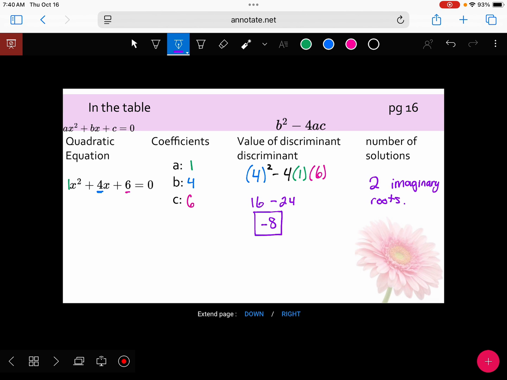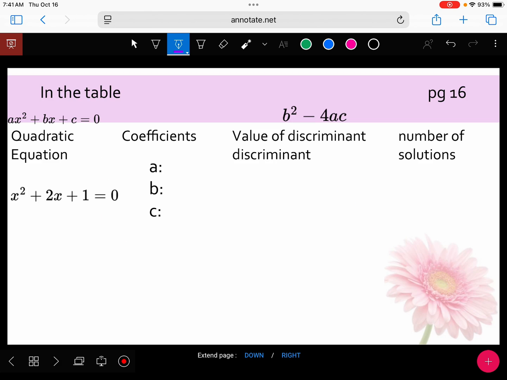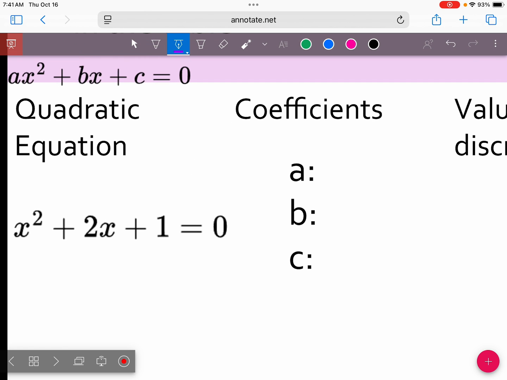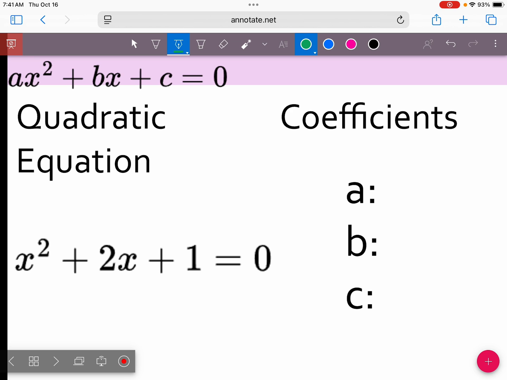One more like this, and then we'll do that bottom half of the page, which is kind of a matchy situation. One more like this. So very similar vibes. What's our A? One. That's the number in front of my x squared. If there's nothing written there, it's a 1. What's my B? 2. And what's my C? 1.